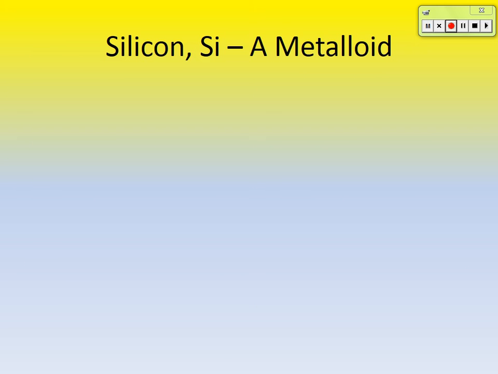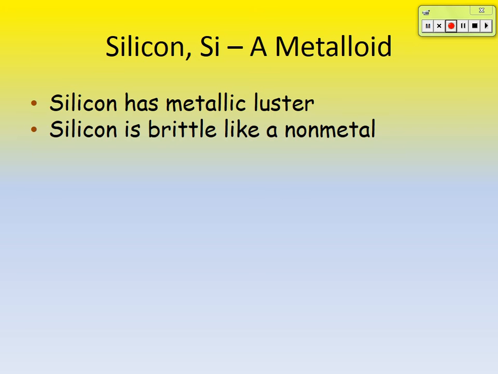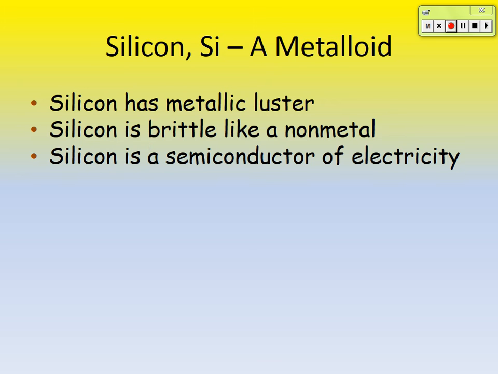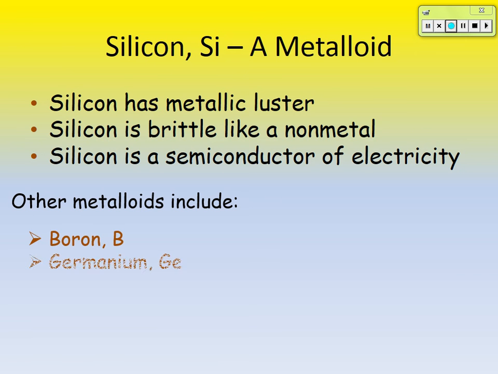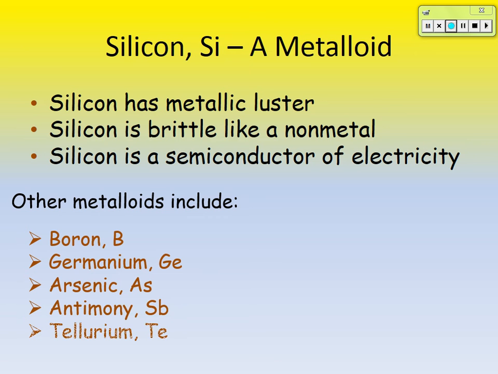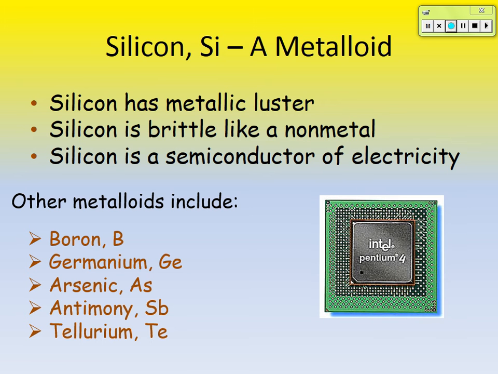Let's go to the most famous metalloid, silicon. So silicon does have luster. It's brittle, like a nonmetal. And it's a semiconductor of electricity. Which means it can kind of conduct electricity, kind of not. Okay, the other metalloids are boron, germanium, arsenic, antimony, and tellurium. Okay, well let's focus on silicon. Okay.